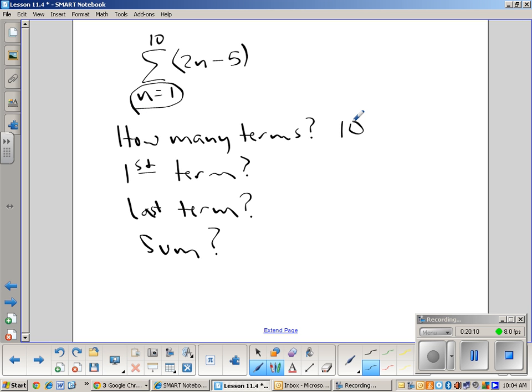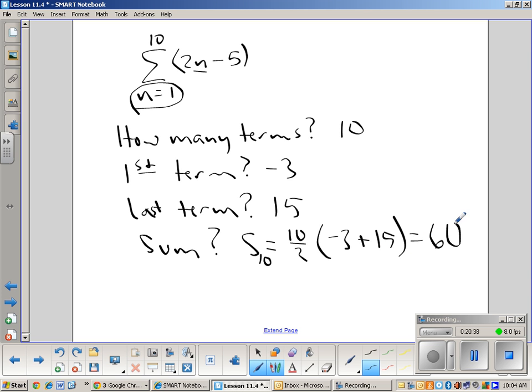And then the value of the first term, well, when n is 1, what'd you get? Negative 3. 2 minus 5 is negative 3. When n is 10, the last term, what do we get? 15. So the sum was 10 over 2 times negative 3 plus 15, which equals 5 times 12, or 60. Okay?